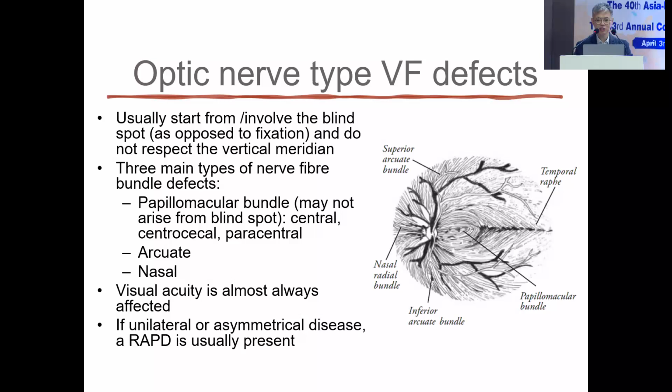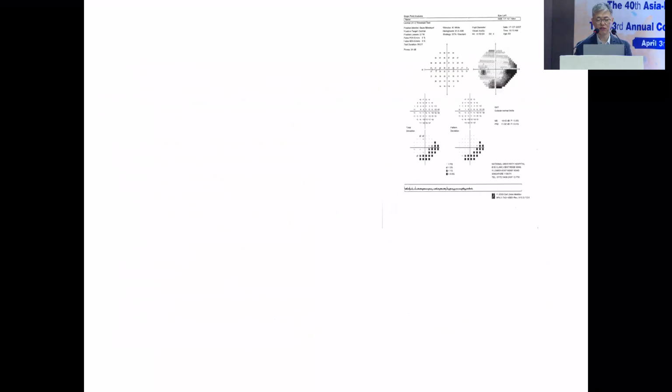So I want to spend a little bit more time talking about optic nerve type visual field defects, because we are often called upon to distinguish this from, say, to tell whether this is glaucoma or it is something else. Okay, so as I said, they start from the blind spot, don't usually respect the vertical meridian. They typically affect the papillomacular bundle, the arcuate bundles, and the nasal bundle. Okay? And visual acuity is typically affected if you have something affecting the optic nerve, right? And so look for visual acuity changes, color vision changes, and an afferent pupillary defect.